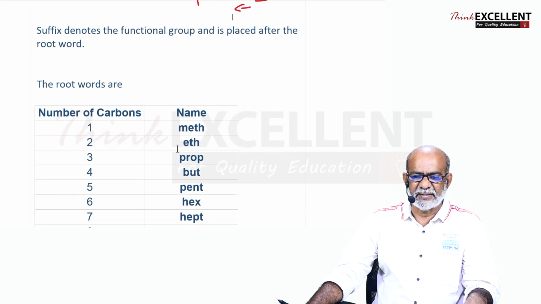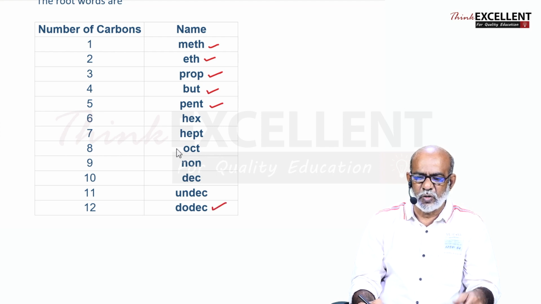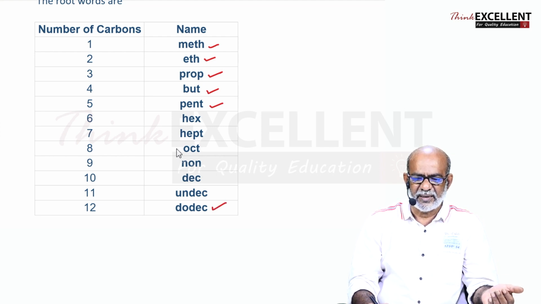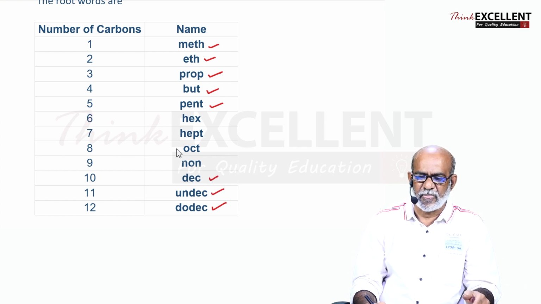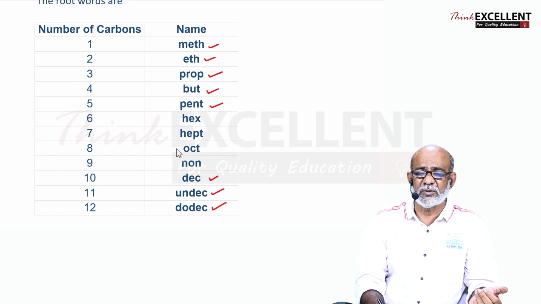The root words are: if 1 carbon comes, that is meth; 2 carbons, eth; 3, prop; 4, but; 5, pent; and so on till 12, which you have to learn. 10 is dec, 11th is undec, and 12th is dodec. So suppose there are 4 carbons, the root word is but.